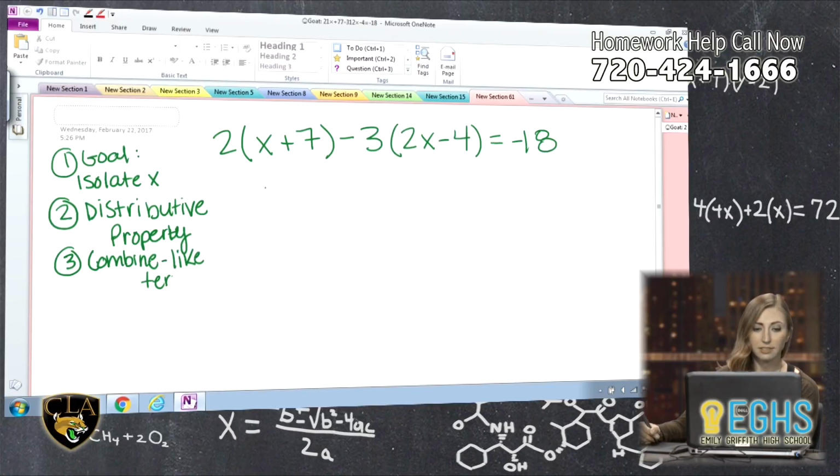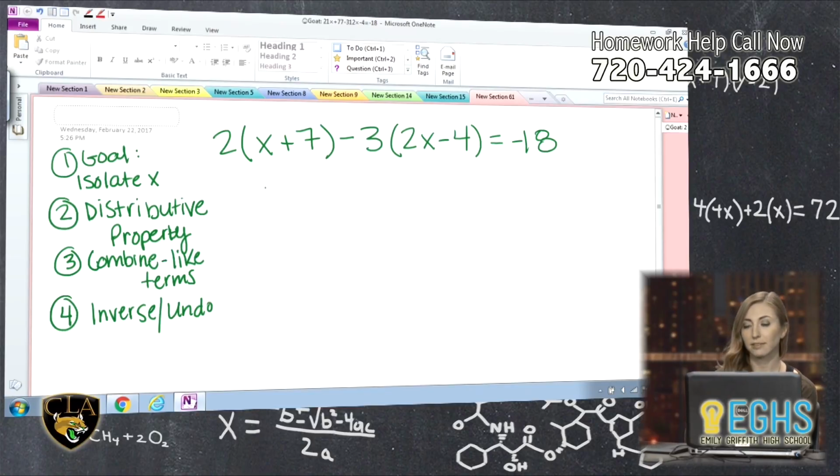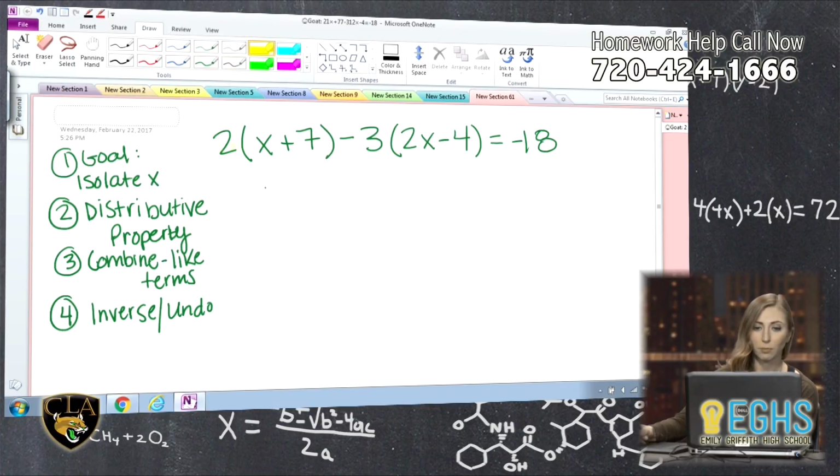And then lastly, if you do those two things, the last step that I could generalize for solving equations is to use inverse operations, or undo. You can think of undo to isolate x. So if it's x minus 3, I'm going to add 3 to both sides to isolate it. So undoing what's happening.